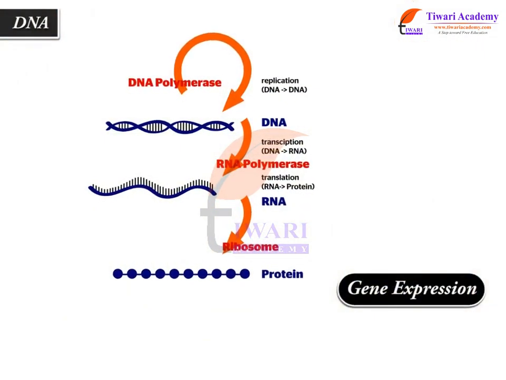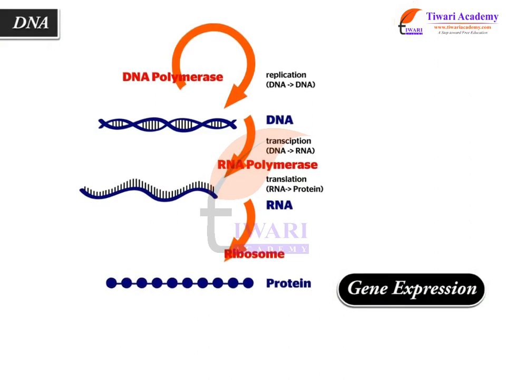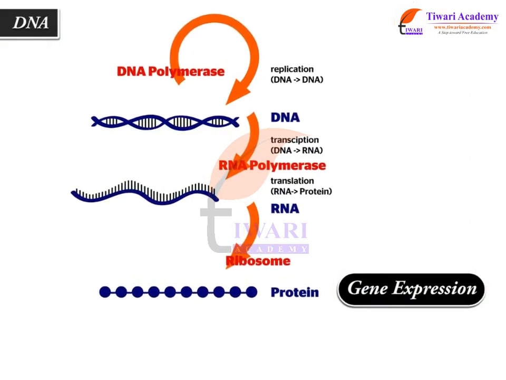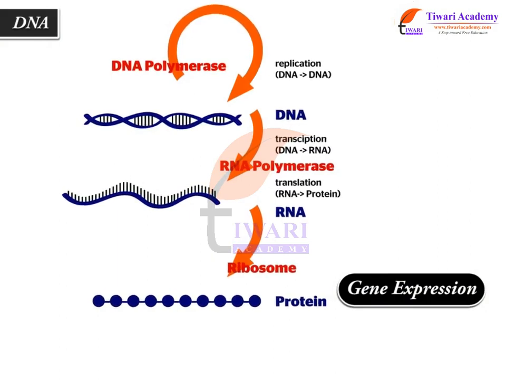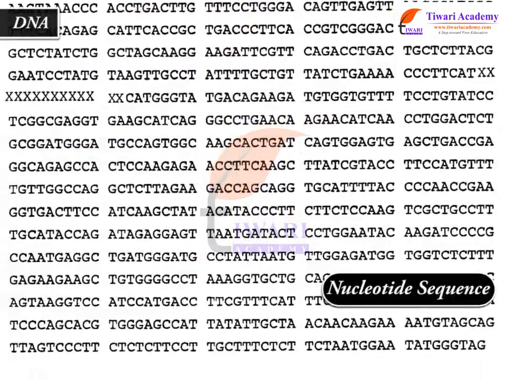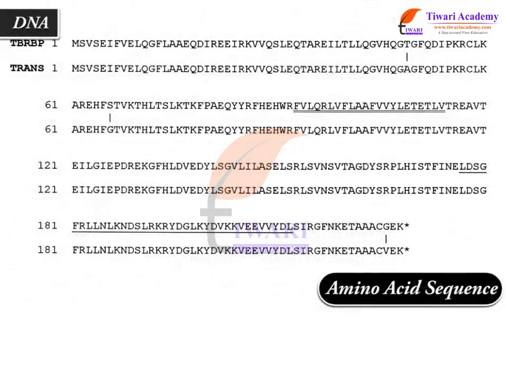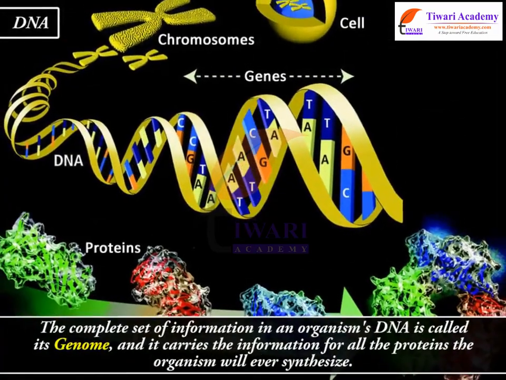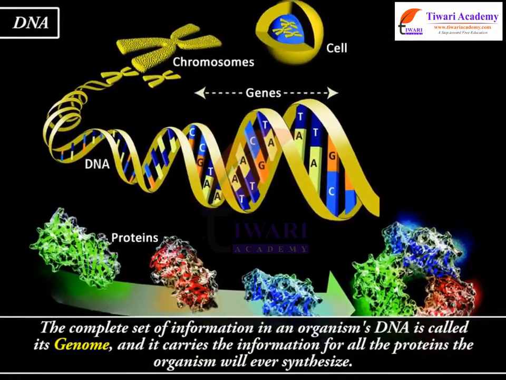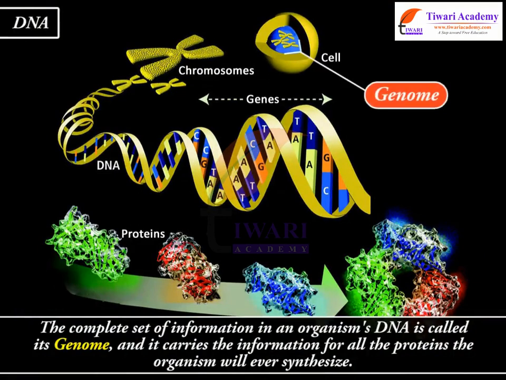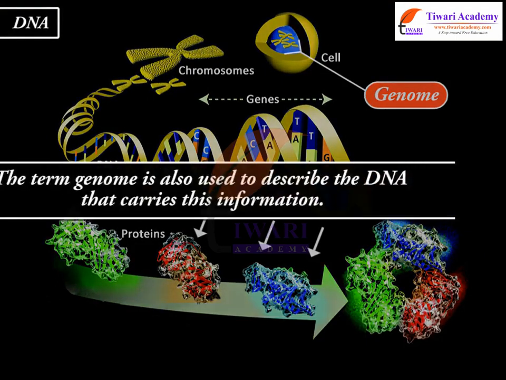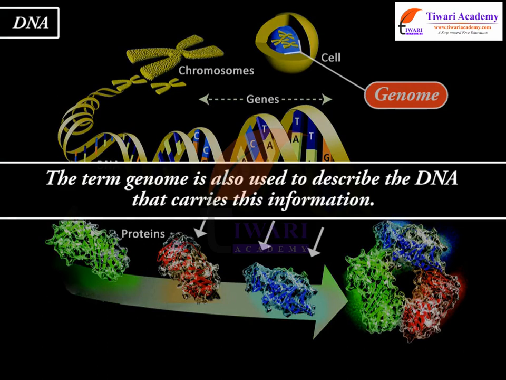We described this code in detail in the course of elaborating the process known as gene expression, through which a cell translates the nucleotide sequence of a gene into the amino acid sequence of a protein. The complete set of information in an organism's DNA is called its genome, and it carries the information for all the proteins the organism will ever synthesize. The term genome is also used to describe the DNA that carries this information.